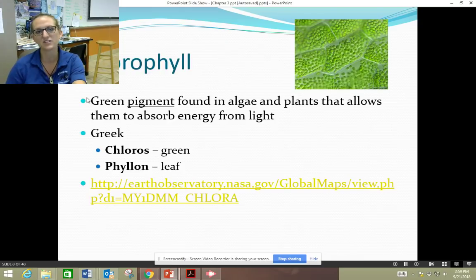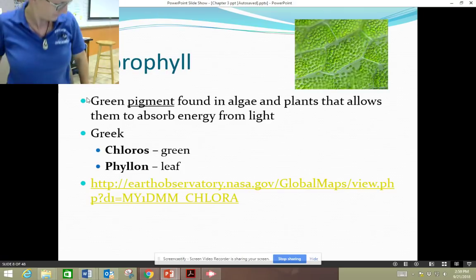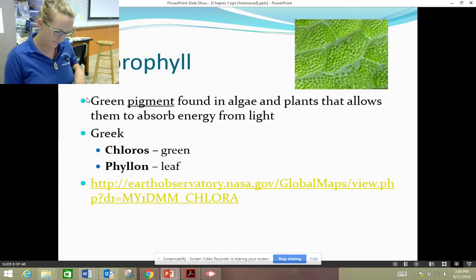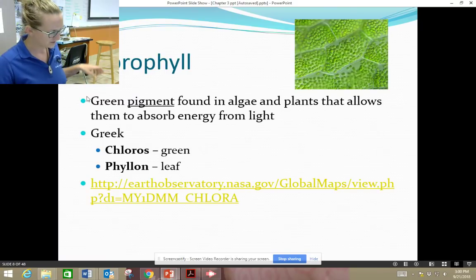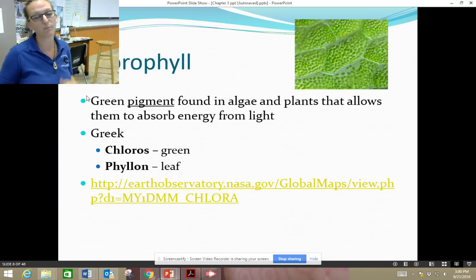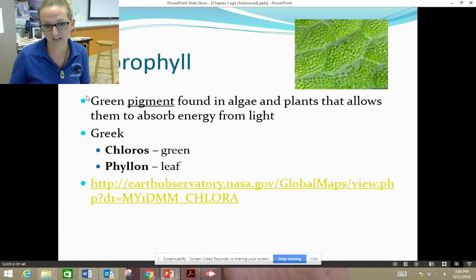Chlorophyll is the green pigment found in algae and plants that do photosynthesis. It's even better to call it the primary pigment in photosynthesis. Its Greek roots: chloro is green, and phyllon means leaf. So chlorophyllon, chlorophyll. But it is your primary pigment in photosynthesis. It does not absorb the green wavelength of light. It absorbs red, orange, yellow, blue, and violet, and reflects back green.